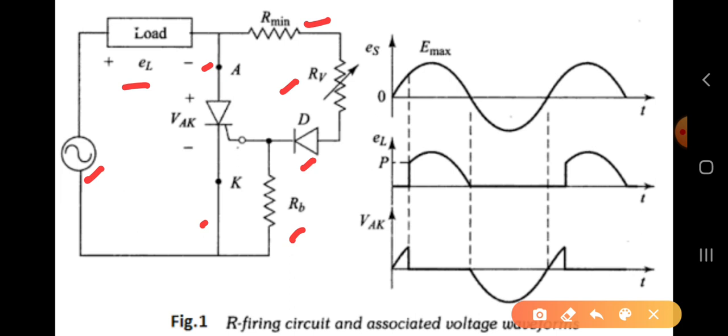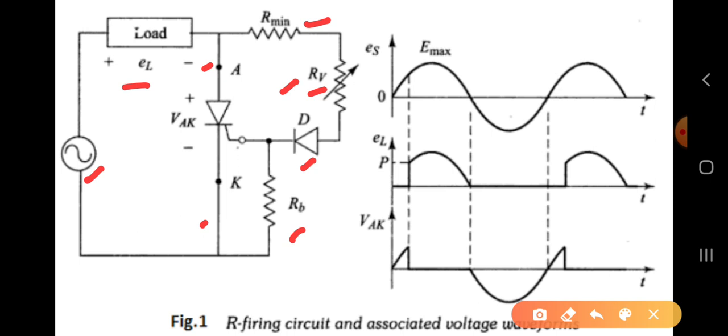Prior to that, with the help of one resistor, that is called a variable resistor, nothing but R, RV, which I have shown here, by using this resistor I turn on my SCR. Now we will discuss how it is going to work.